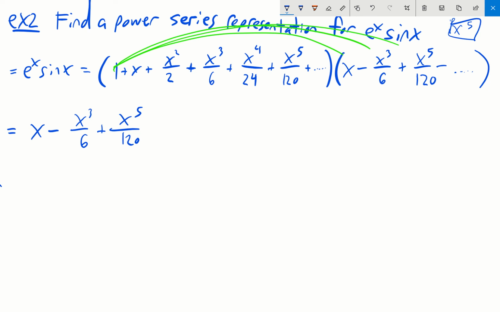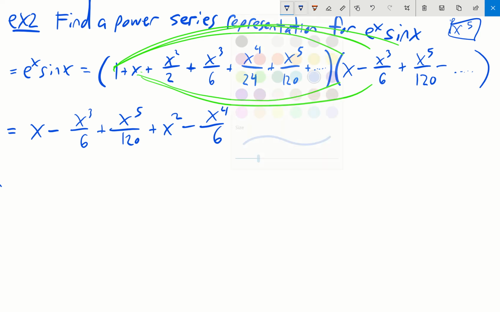Let's begin by multiplying the x term into the second parenthesis, and again stopping once we go beyond the x to the 5th power. X times x would give us a positive x squared. X times a negative x cubed divided by 6 would give us a negative x to the 4th divided by 6. And now if I do x times this next term, that would result in x to the 6th, which is beyond what we're looking for. So I'm going to stop with that part. I'm going to now move over to my next one.